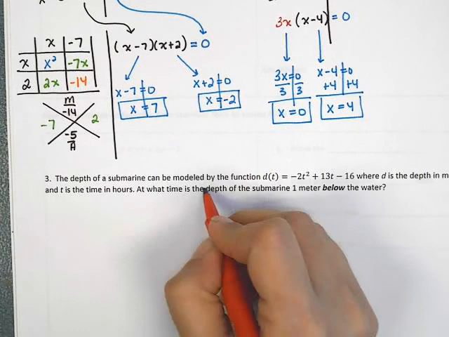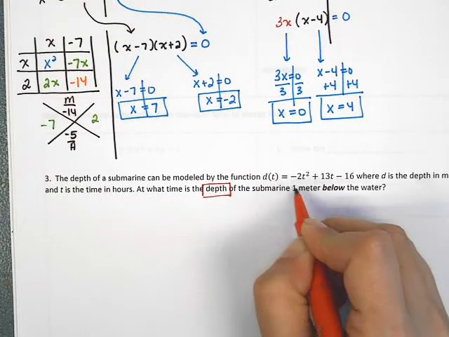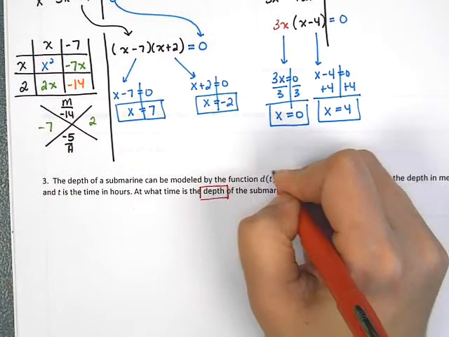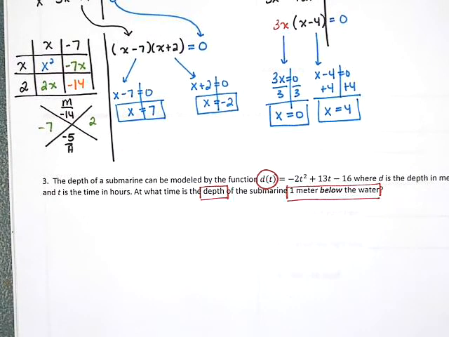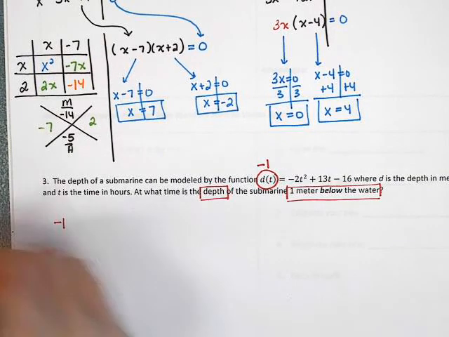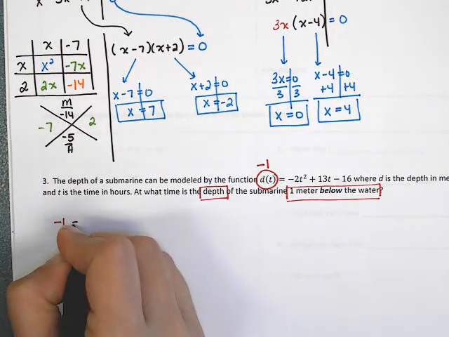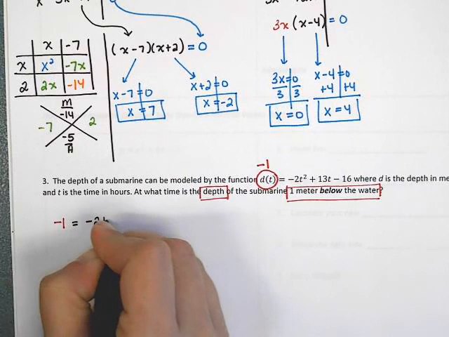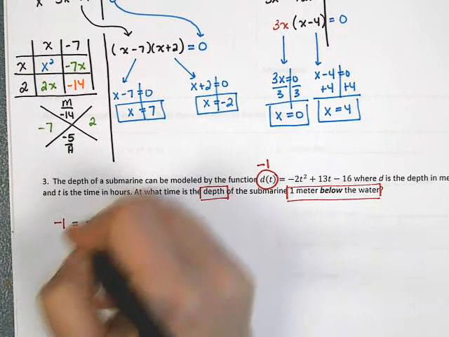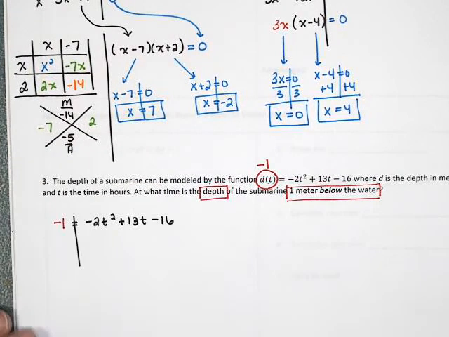So if we want to know when the depth is 1 meter below the water, what we want to figure out is when the depth is negative 1. And the reason we're making that negative is because it's 1 meter below the water. So the equation that I would set up would be negative 1 equals the negative 2t squared plus 13t minus 16. Now I know I need to rearrange this so that I equal 0.